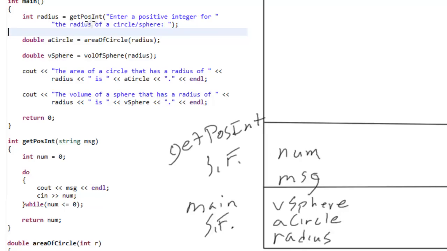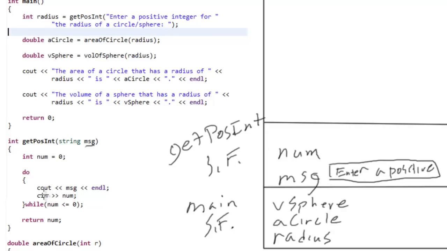Now, whenever this particular function was called, we passed a string value to it. We pass in "Enter a positive integer for the radius of circle sphere" to this variable called message. I'm not going to be able to write out the whole thing, but I'll just write the first couple of words, "Enter a positive". Assume that the whole string is being passed in, so we get a copy of that string passed to this variable called message.